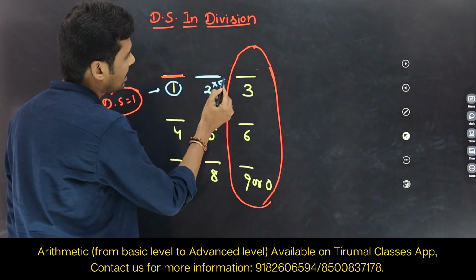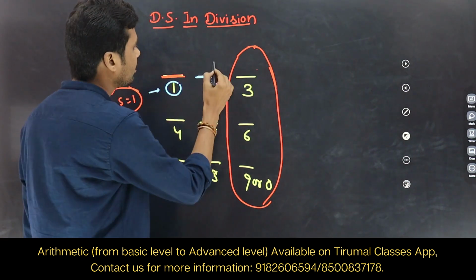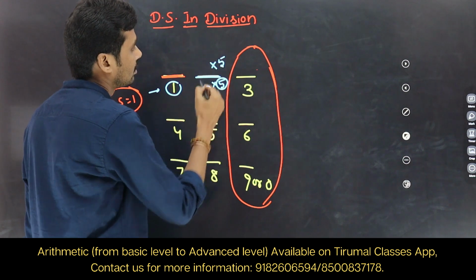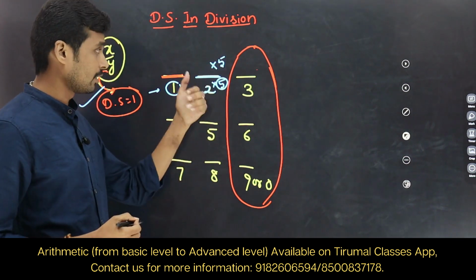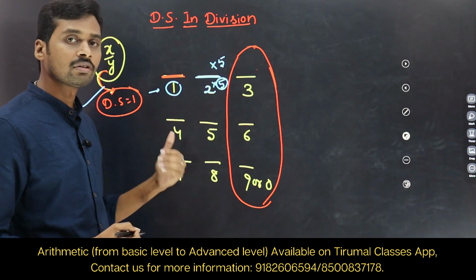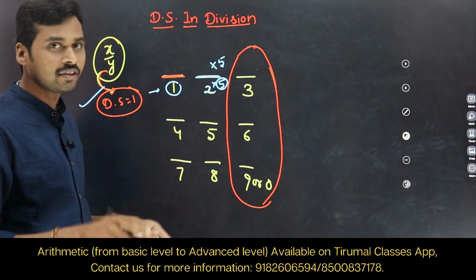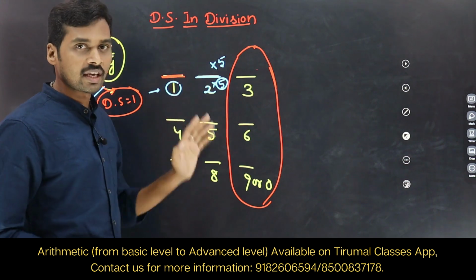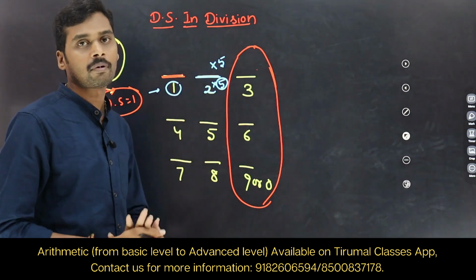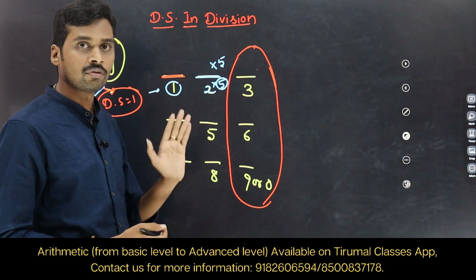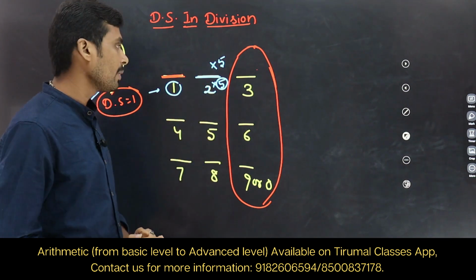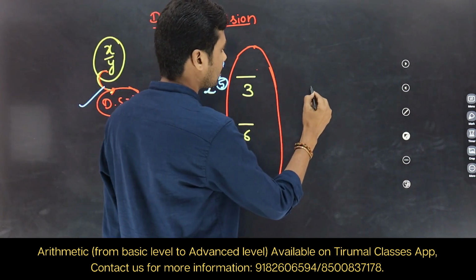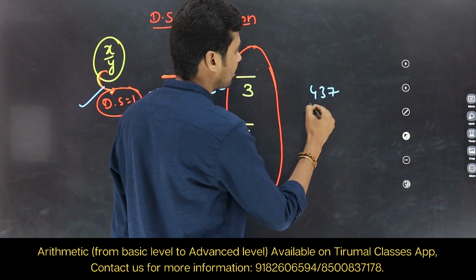Just because we are multiplying the denominator part with 5, we should multiply the numerator also with 5, because I am changing the denominator value, right? As long as I am multiplying and dividing with the same number, there would be no difference in the problem. There is no change in the actual value. Okay, so let's take an example.